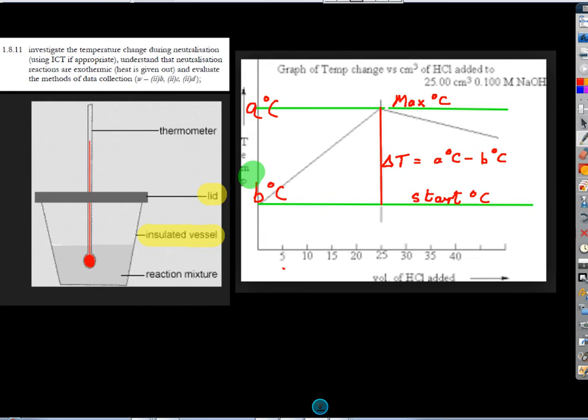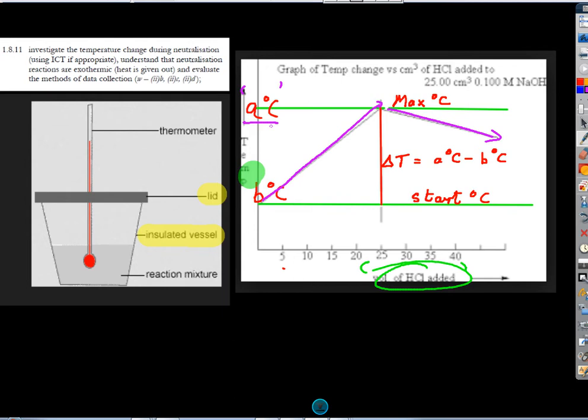And then as we mixed the two things in the vessel, we added a certain amount, it says volume of HCl, that's volume of acid, hydrochloric acid added to the alkali. The temperature, if we look at my line here, I'll just do it in purple, the temperature of course rose, and then when the reaction reached its maximum, the temperature then starts to drop away again because all the acid and alkali have reacted in there. And the maximum temperature was, as I've indicated here, A degrees Celsius.